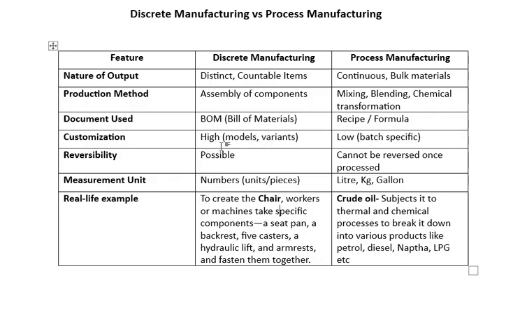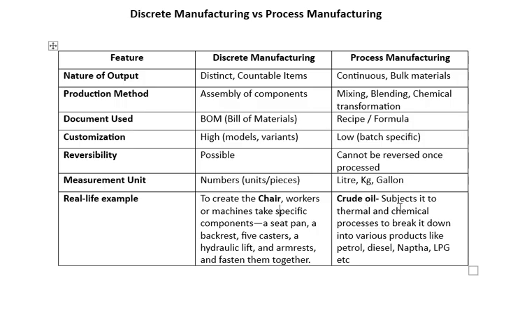Like if you want a different variety of chair, or if you want any customization in your chair, let's say in your backrest or seat pan or any other stuff, you can customize. And you generally count the products, like there are 5 chairs, there are 10 units, or there are 20 pieces of some product, so you can count in that manner. Whereas in process manufacturing, let's say take an example of a crude oil.